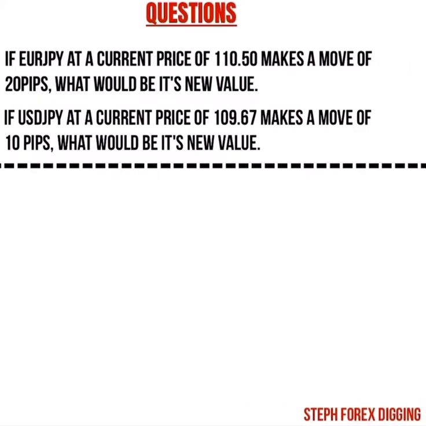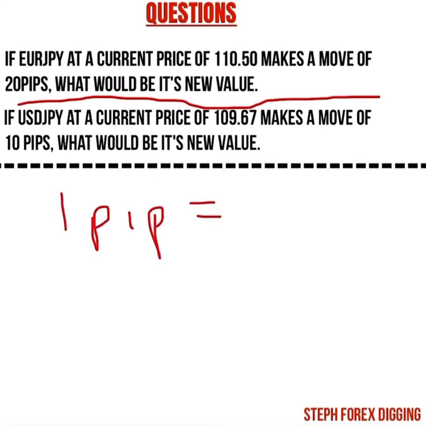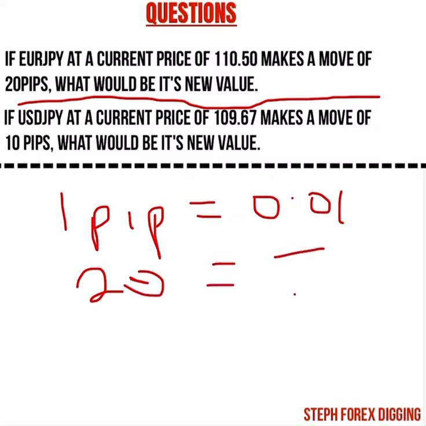Now we're going to take a few examples, like two, to show you how the JPY pair is being calculated. So we're taking the first one. If the Euro JPY is at a current price of 110.50 and makes a movement of 20 pips, what would be its new value? So remember how we said that 1 pip is equal to what? 0.01. That's for the JPY. Then we say 20 pips equal to what? Unknown. Just remember it's a cross multiplication.